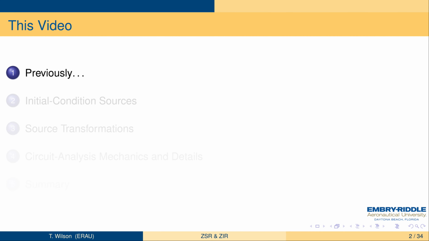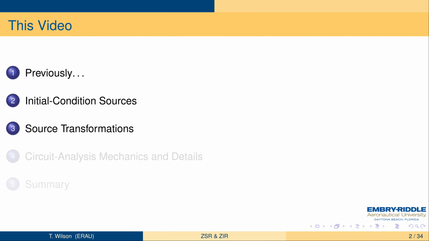In this video, we'll look at what we did previously regarding initial condition sources. We'll look at more detail in initial condition sources. We'll look at source transformations of initial condition sources. We'll then work through an extensive problem to detail circuit analysis, mechanics, and details. And then we'll take a summary of what we did.